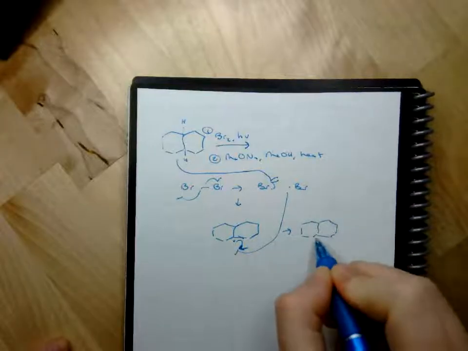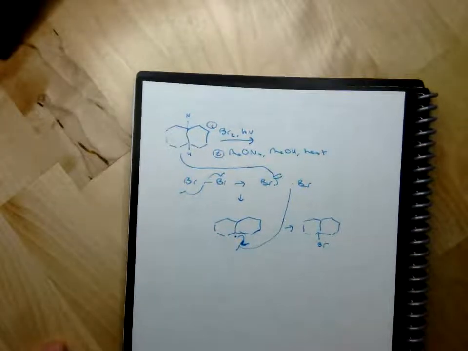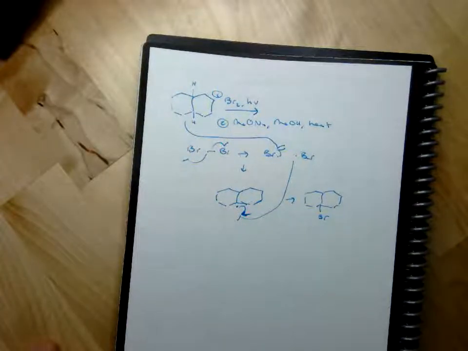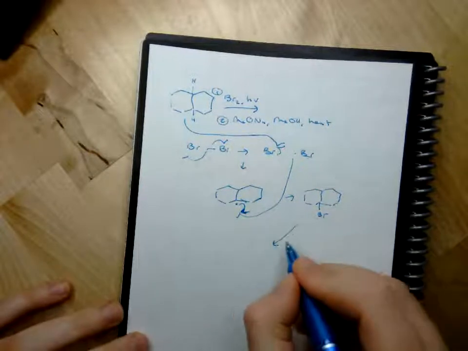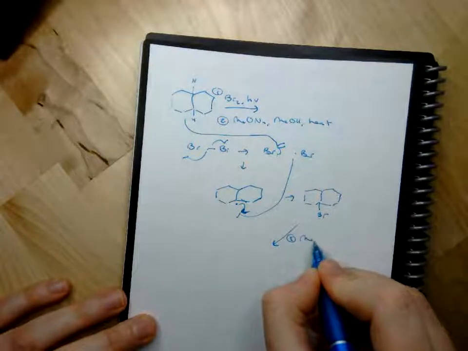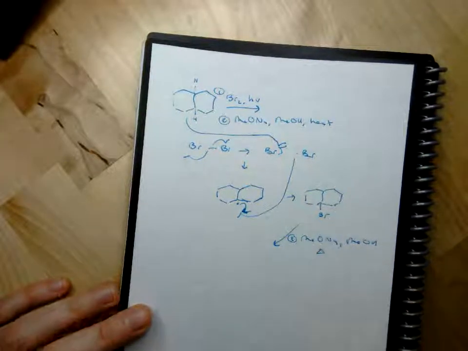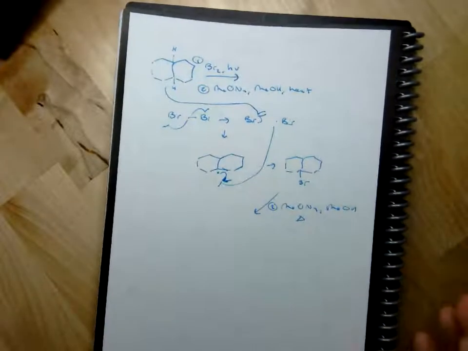I'll be grading for that on your homework. And then you get your bromine. So that's the first step, a bromination of the alkane to make the second step possible. The second step is MeONa, MeOH, and heat. Sometimes heat is just drawn with the triangle here.